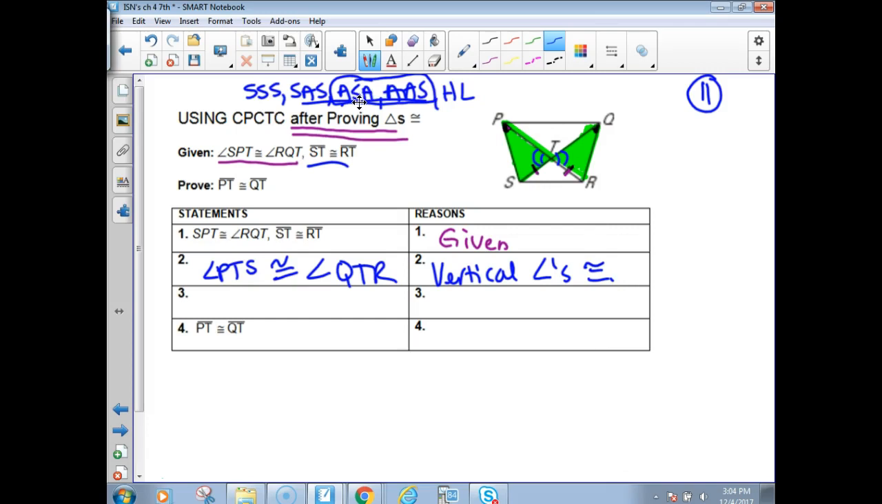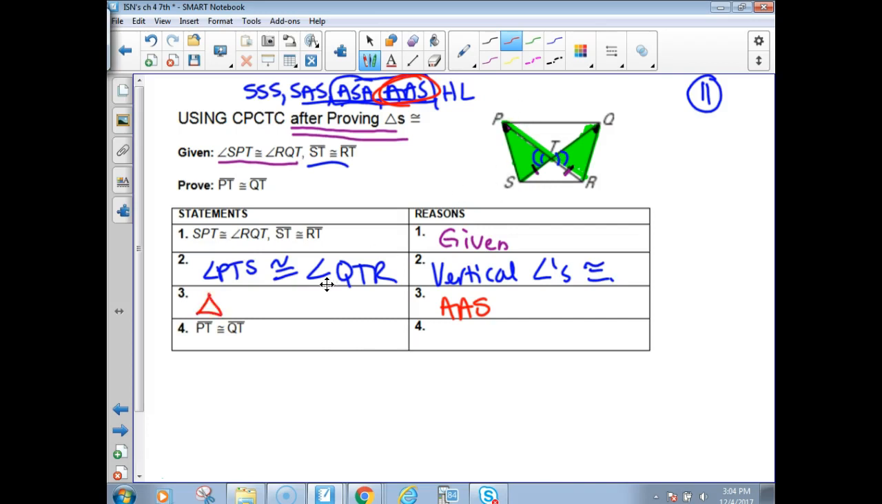Is it the side smushed between the angles or not between? Not. Okay, it would have to be here and here. So that means it's going to be AAS, angle, angle, side. All right, now I got to state the triangle congruence.